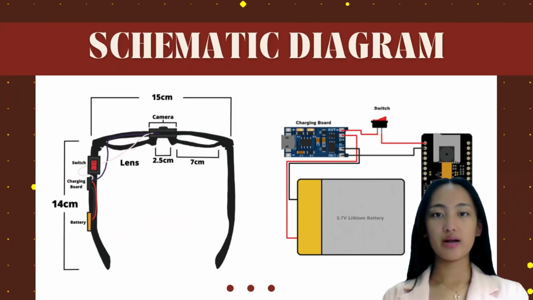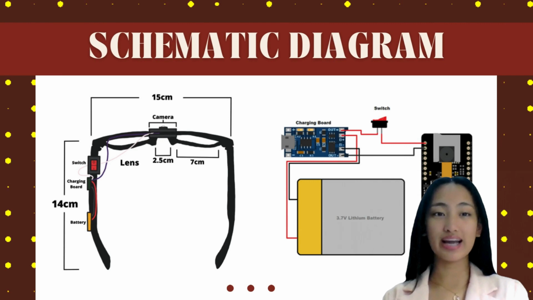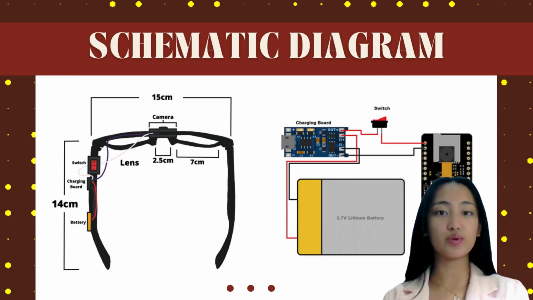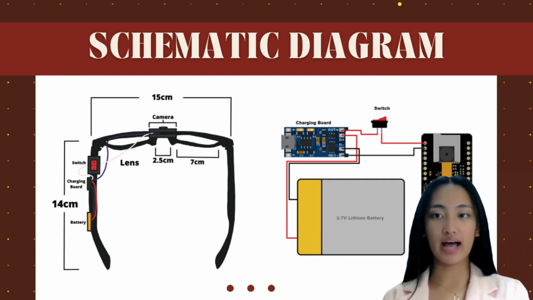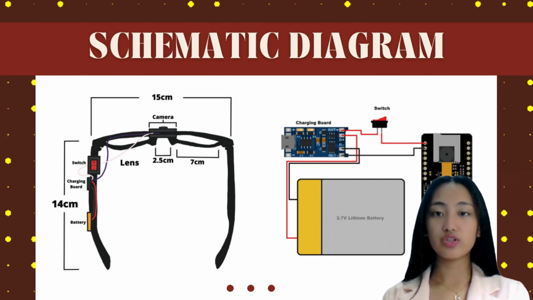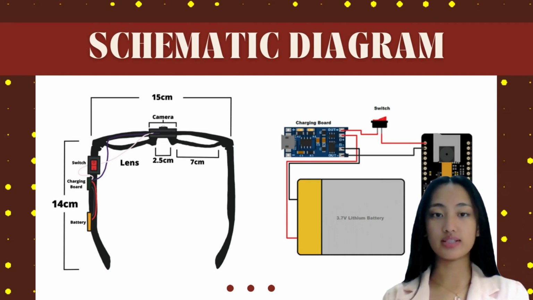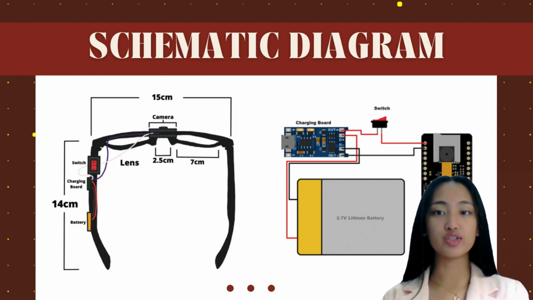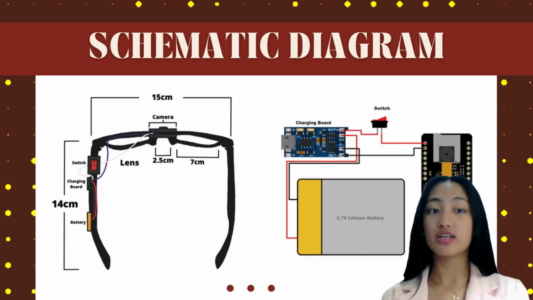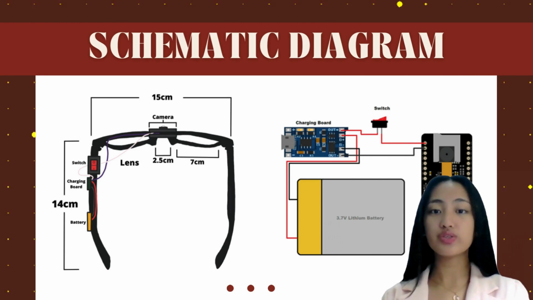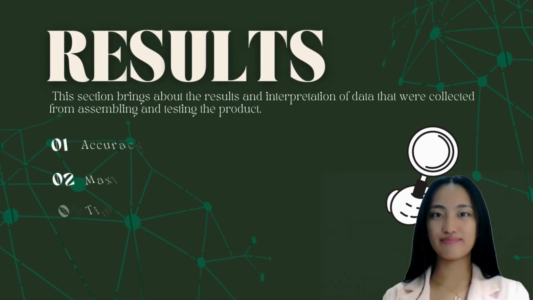Here is the schematic diagram and the circuit diagram. For the schematic diagram, you can see the ESP32 camera, which is placed on the middle of the glasses on top of where the nose bridge is on. It is facing outward so that the camera sees what the person is facing. The camera is also connected to the switch that turns the circuit on and off, and it is also connected to the charging board, which charges the battery. The circuit diagram, on the other hand, shows the circuit in a much more clear detail.